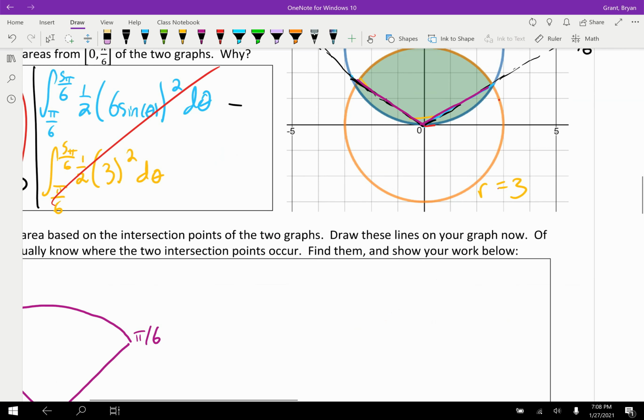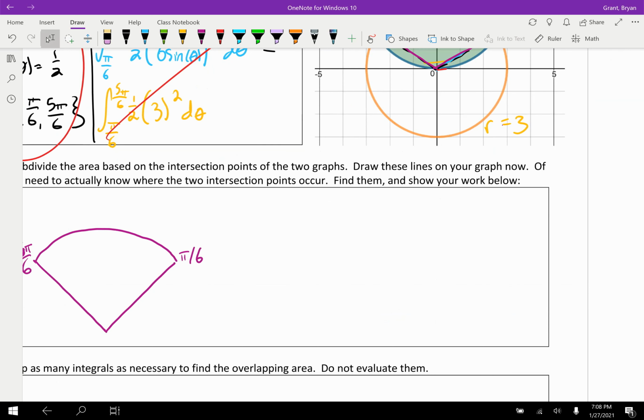So for these slivers here, we have one sliver, and I'll draw them like this. So here is your pi over 6, and then we had this little guy that comes out. That sliver actually starts at 0. It goes from 0 to pi over 6.